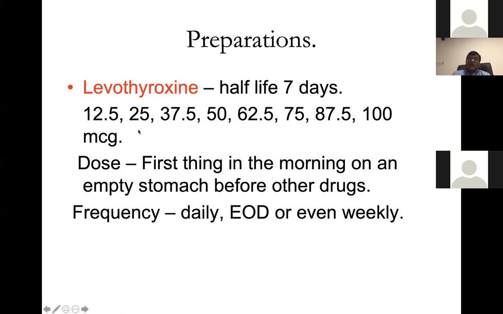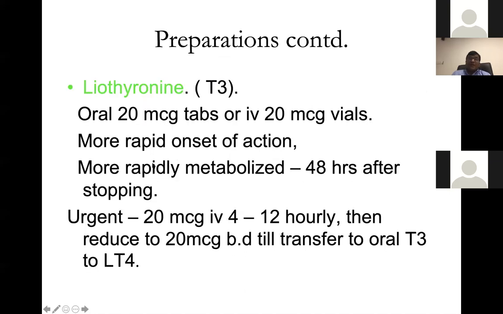And then I told you about the other things. T3 we don't have it. T3 is available oral as well as IV. About 20 micrograms is the standard dose. It's the active form, we know, because of that it has a rapid onset of action. It's rapidly metabolized and usually rapidly cleared after stopping the drug.